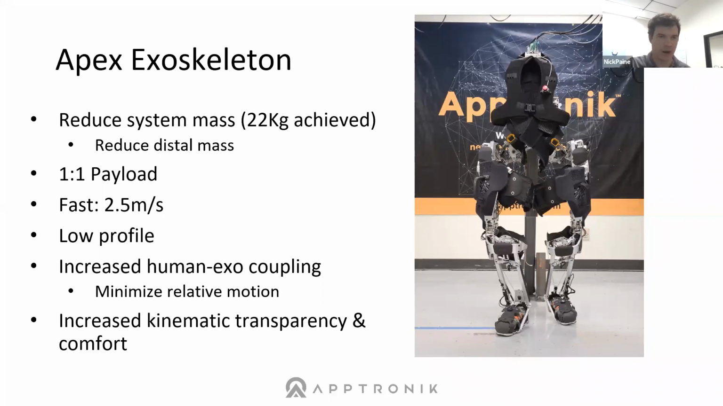A big improvement over the prior design is a one-to-one payload. So the exoskeleton basically can carry itself with a 22 kilogram payload. The speed is improved from 2.5 miles an hour to 2.5 meters per second, which is basically a very fast walk. It's like an uncomfortably fast walk.